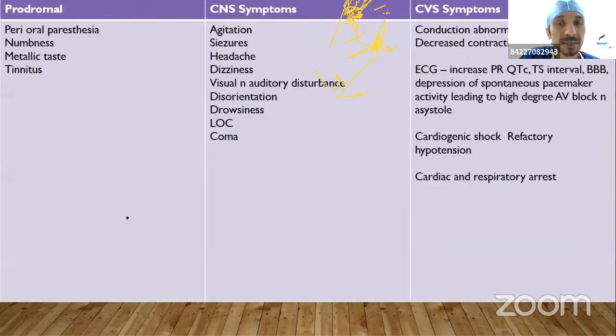So, what are the prodromal symptoms of LAST? We can have perioral paresthesia, numbness, metallic taste, tinnitus, CNS symptoms, which can be excitatory, followed by depression, loss of consciousness, drowsiness, and coma. Cardiovascular symptoms related to conduction abnormality, decreased contractility and vascular resistance, ECG changes, cardiogenic shock, refractory hypotension, and ultimately cardiac and respiratory arrest.